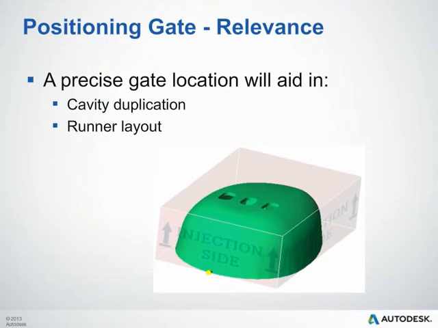It is relevant to have proper gate positioning, because when you have your gate positioned properly or exactly, it will aid you in using the cavity duplication wizard as well as the runner layout. If you try to use these tools, things may become skewed if your gate location is not in its intended place.